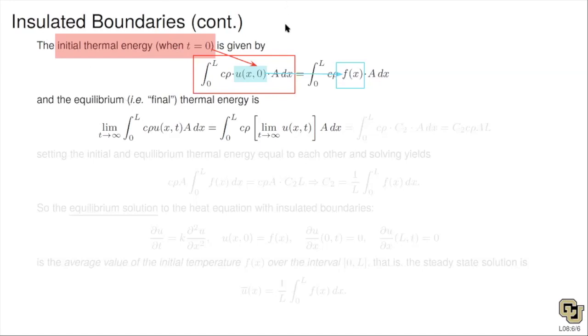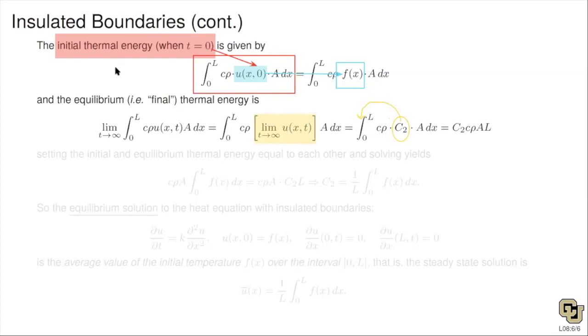Once we take the limit, we calculated, as T goes to infinity, that it goes to C2. Now you can pull C2 out, it's just a constant, and you can actually calculate the integral. If you pull out all the constants, the integral is just the length of the rod.